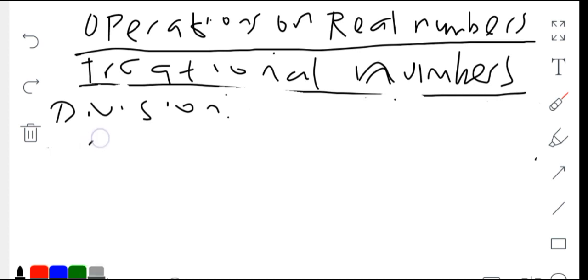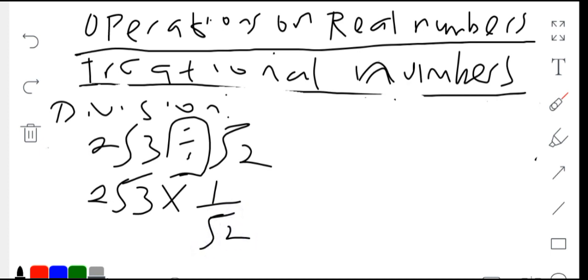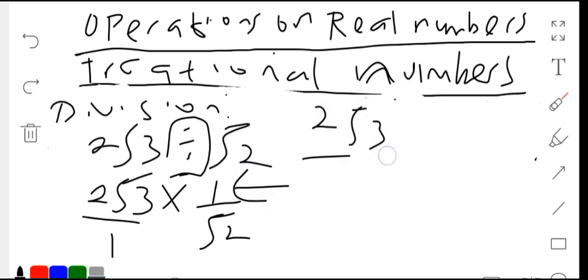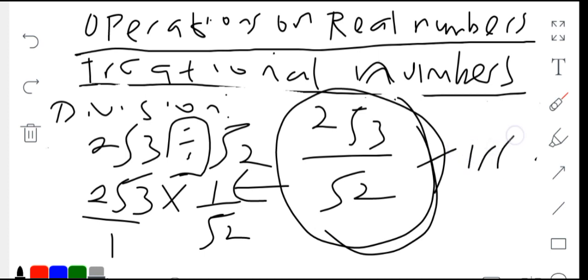And let's see another: 2 square root 3 divided by square root 2. The division will change to multiplication. It always changes to multiplication. That's the normal operation. 2 square root 3 times 1 divided by square root 2. So this one will be over 1. Multiplying the numerators gives 2 square root 3 divided by square root 2. You cannot go much further than this. So this will be our answer, which is irrational. It could be rational or irrational when you are dividing irrational numbers.